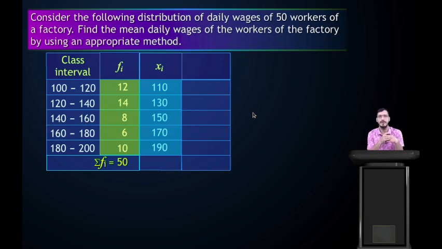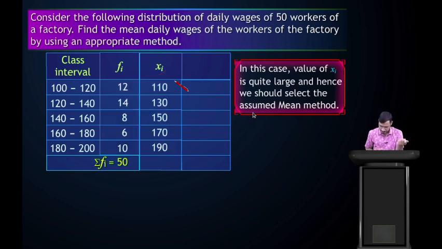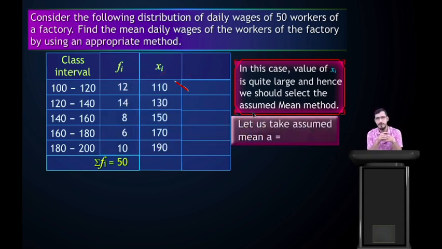Now multiply fi and xi. You can see here, in this case the value of fi xi is quite large, and hence we should select the assumed mean method. The values are 110, 130, 150, 170 and 190, so the values are quite large. So select the assumed mean method here.